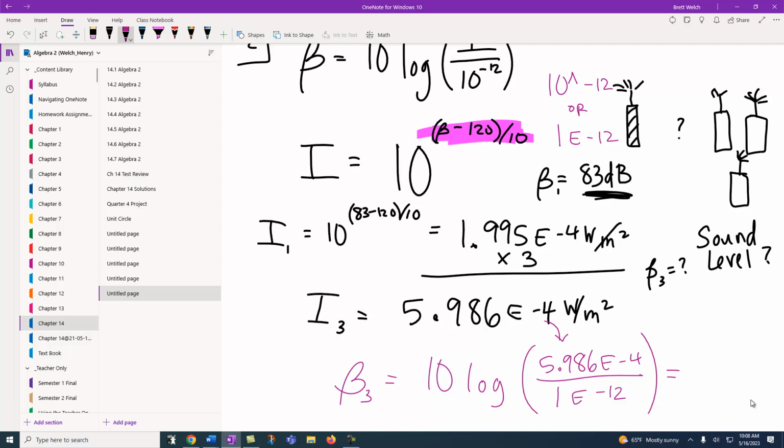Get 87.8 dB, decibels. So that's an example of what the second question could look like, how it'd be structured, an example of that process. All right.